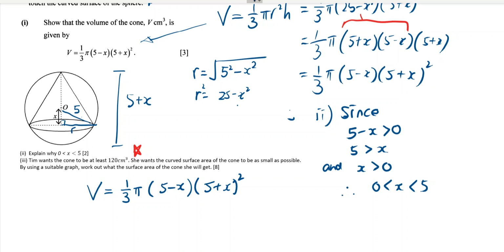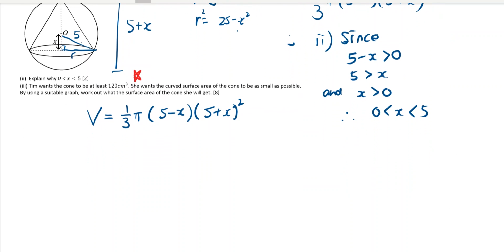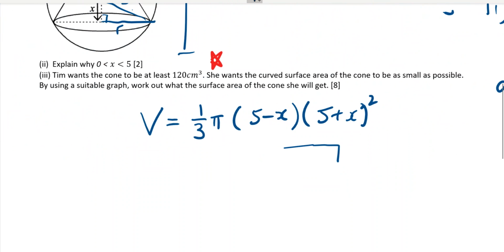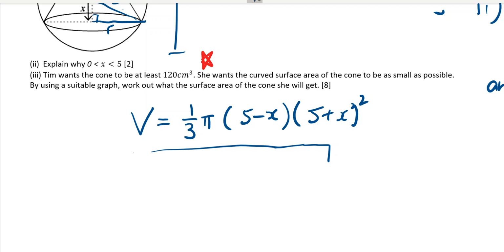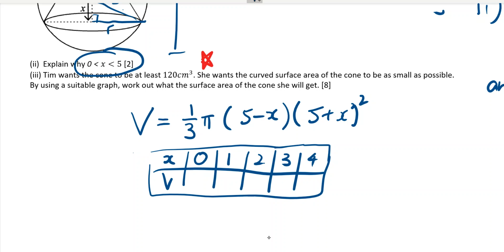Alright, so what do we do? We go and plot the graph. Before we plot the graph, we need suitable values. We need to have an input output table, isn't it? x is always the input, V is always the output. What are the values of x that we use? We always look at this inequality here. We can use 0, no problem. We can use 1, 2, 3, 4 and 5.